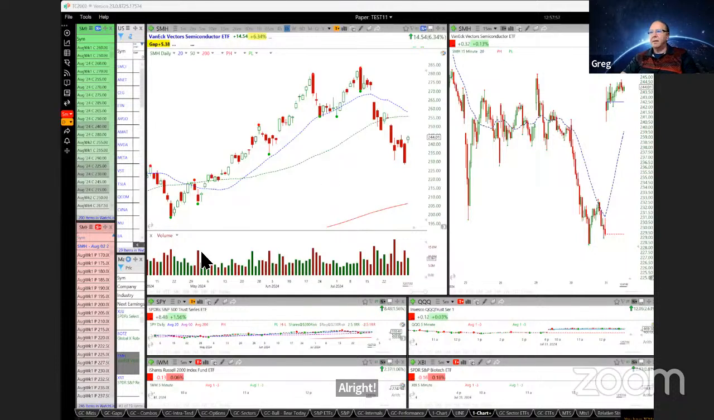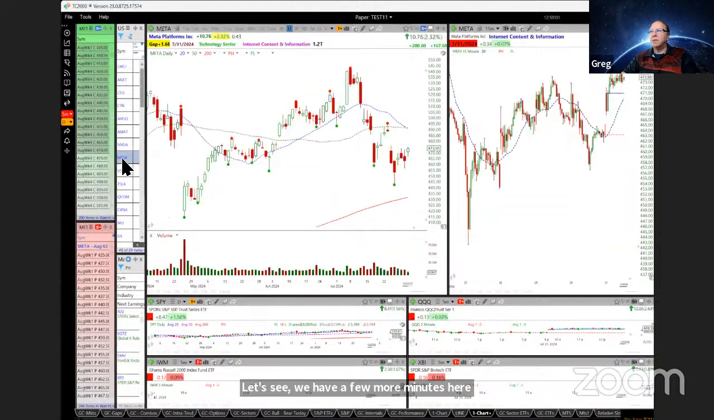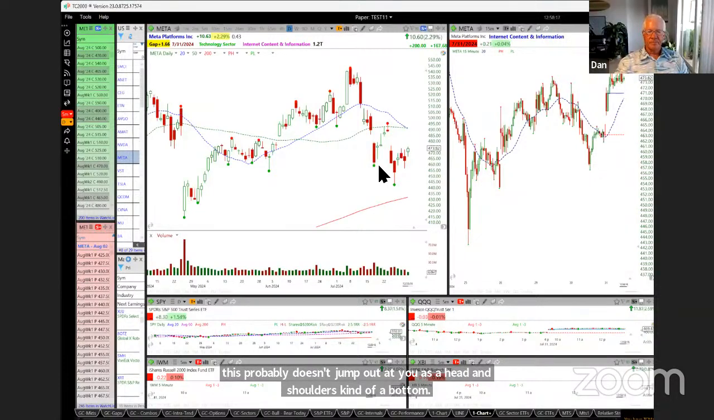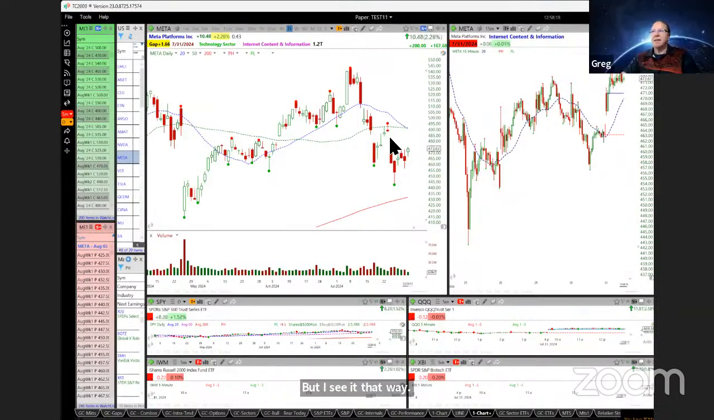Okay. Let's see. We have a few more minutes here. We could look at Meta, which is doing well today. A lot of these patterns of stocks that were beaten down are building support areas. Now, this probably doesn't jump out at you as a head and shoulders kind of a bottom, but I see it that way. More of a messy one. It's not that big, and it's got gaps and stuff, but it's a bottoming pattern, but has limited upside for the moment since it's broken down.